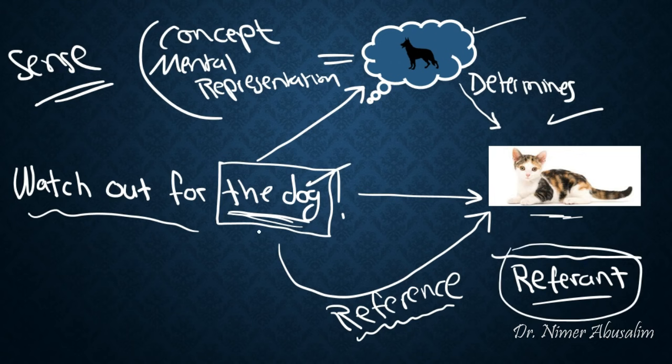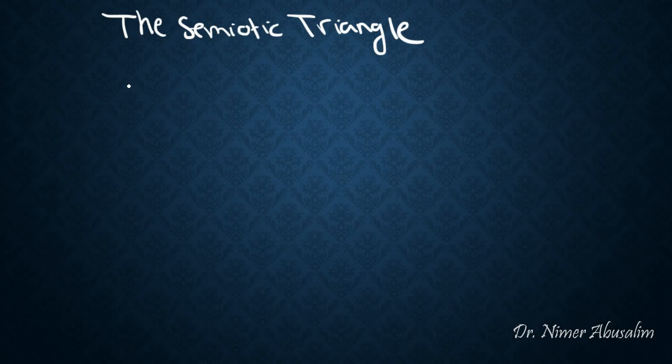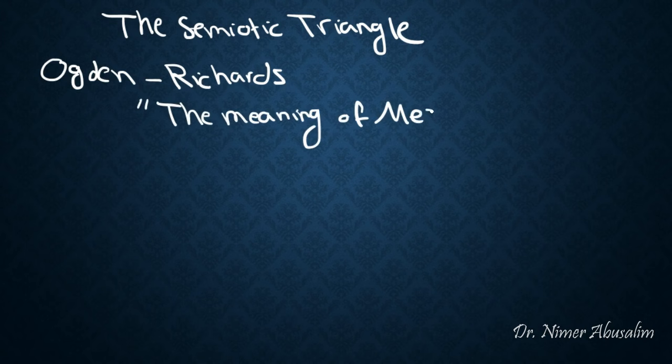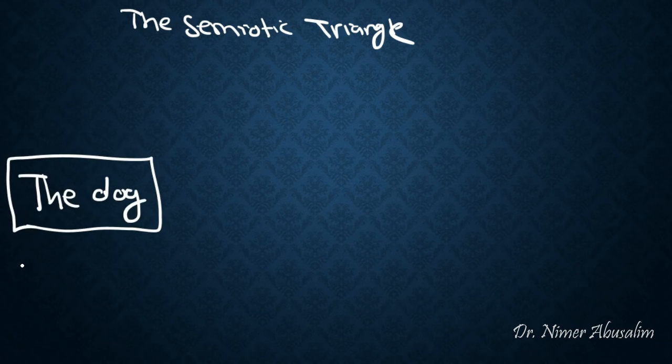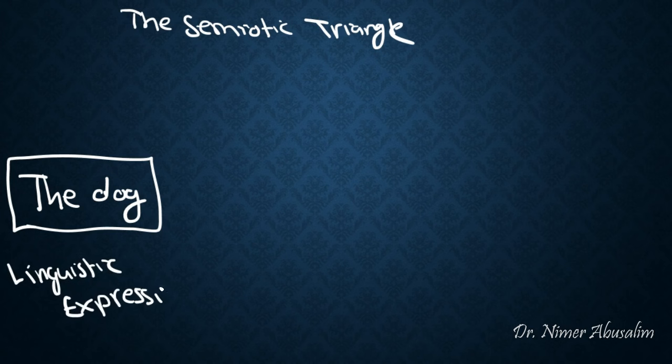So what we just drew is an example of something called the semiotic triangle, first introduced by Ogden and Richards, The Meaning of Meaning, 1923. The semiotic triangle explains to us how we get to meaning out of a linguistic expression. So when we uttered the phrase "the dog," this is what we call a linguistic expression.